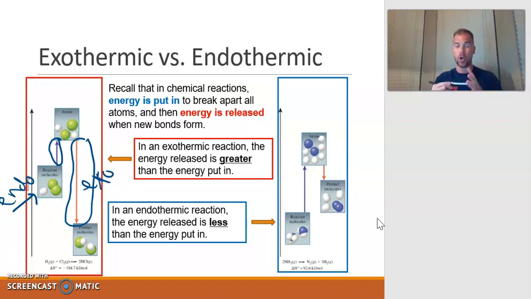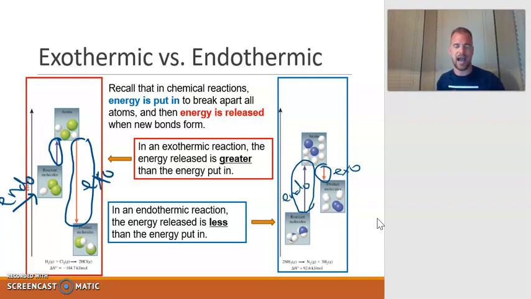So overall, this reaction right here would be exothermic because there's more energy released than energy that had to be put in. So there's a net loss of energy. On the other hand, this reaction over here, you have to put energy in to break up the atoms. Atoms rearrange, and then energy is released when new bonds are formed. Well, you had to put in more energy than you got out. So as a net total, more energy was absorbed in this reaction. So overall, this would be an endothermic process.